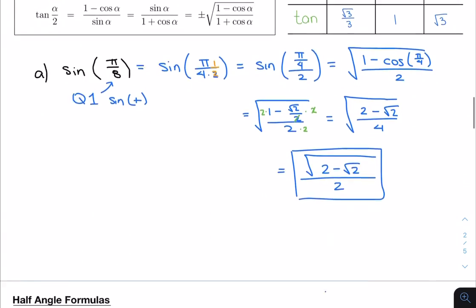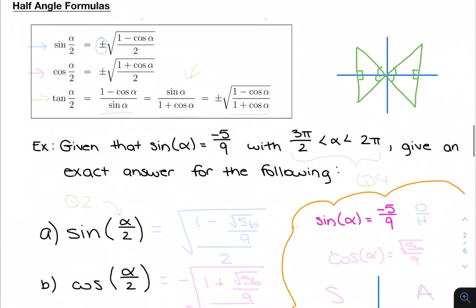Let's look at another example. Let's say we were given that sine of alpha is equal to negative 5 over 9, with alpha being between 3 pi over 2 and 2 pi. This means that alpha is in quadrant 4, because we have 3 pi over 2 and 2 pi. It says, give the exact answer for the following. So we want to look for sine of alpha over 2, cosine of alpha over 2, and tangent of alpha over 2.